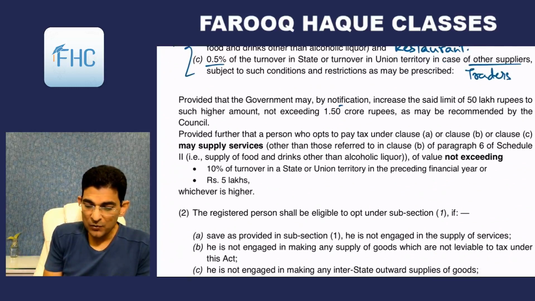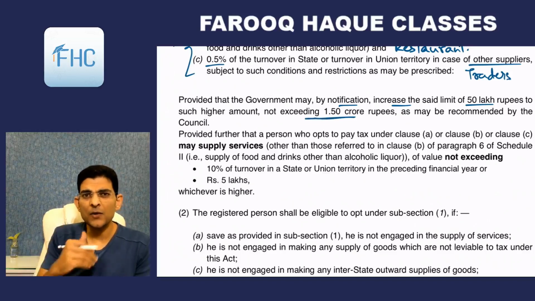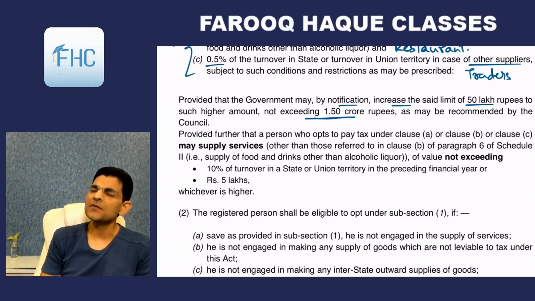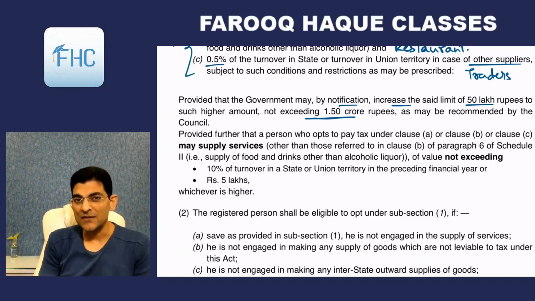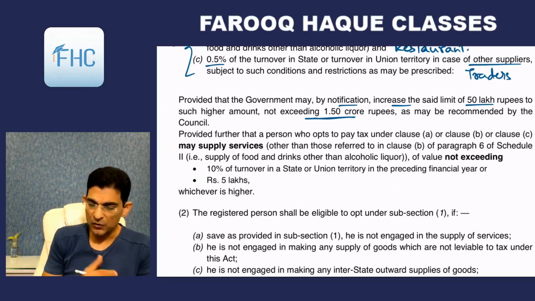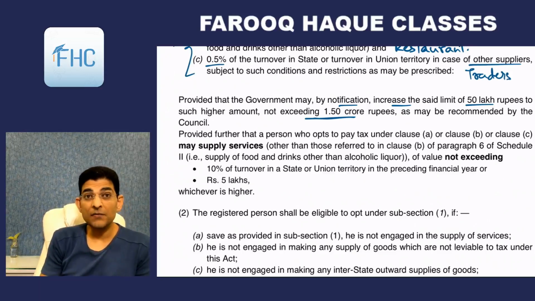Provided that the government may by notification increase the said limit of 50 lakhs to such higher amount not exceeding 1.5 crores as may be recommended by the council. And this they have done. Practically today the limit is 1.5 crores, and in some backward states, what we call special category states, it is less, it is 75 lakhs. So that also we'll see. So in some cases it is 75 lakhs, in some states it is 1.5 crores, but the maximum can be 1.5 crores, not beyond that.